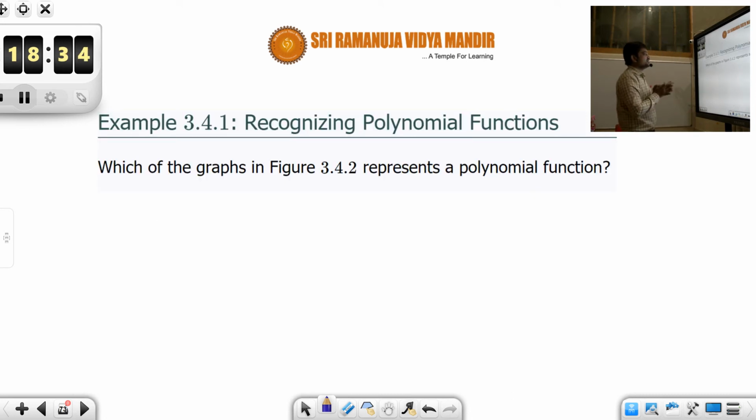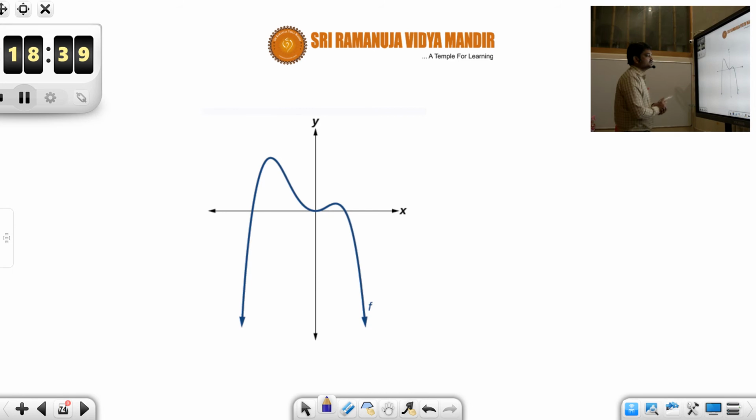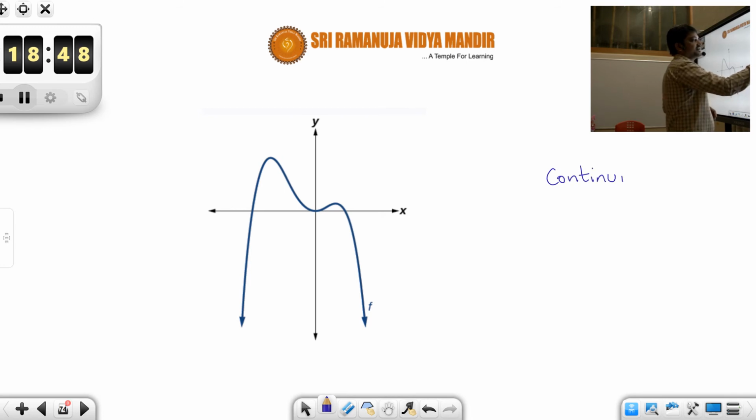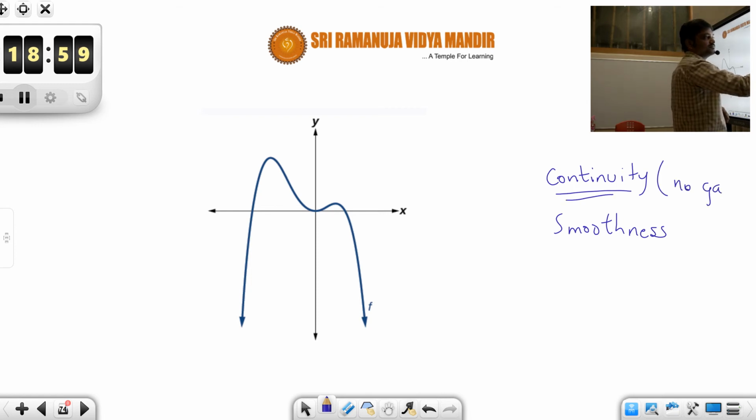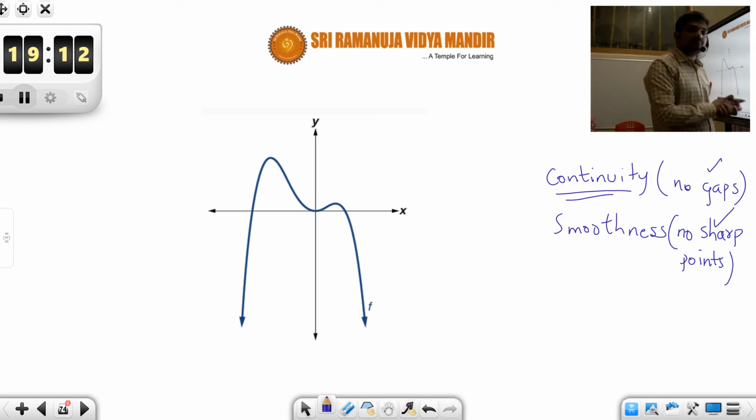So, recognizing polynomial functions. Which of the graphs in the following figure represents a polynomial function? Students, two important characteristics of a polynomial function are continuity and smoothness. What do we mean by saying continuity? Continuity means there should be no gaps. Smoothness means no sharp points. Okay. So if these two conditions are satisfied, then the graph would be a polynomial function.